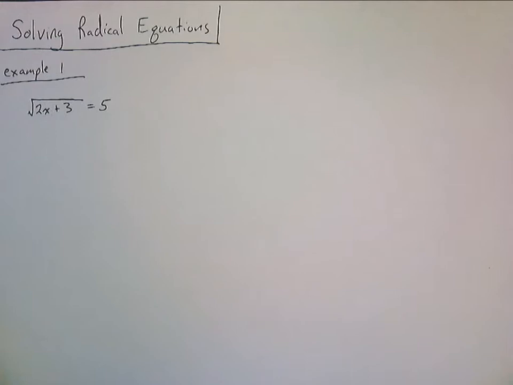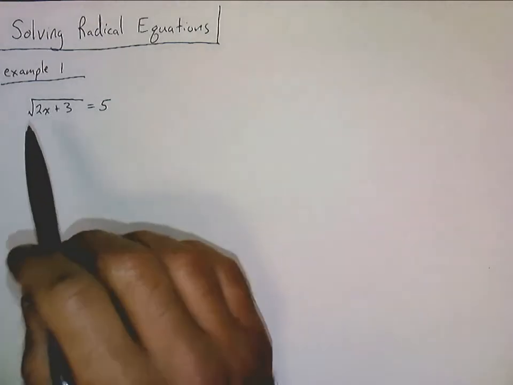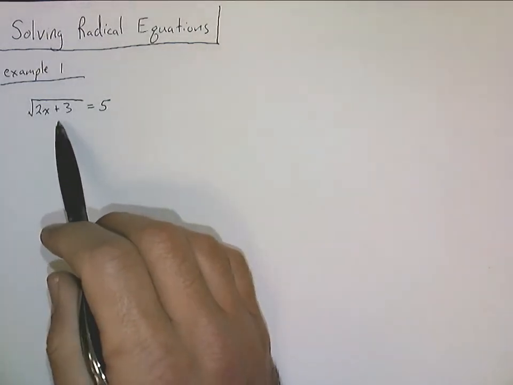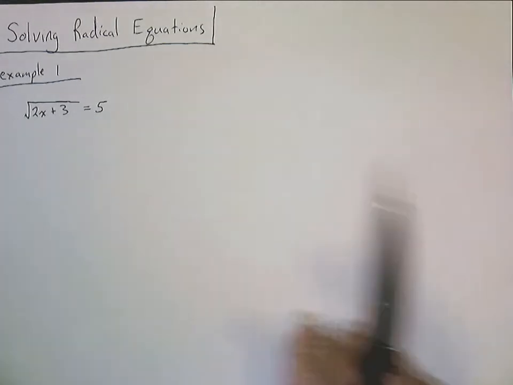This is Mr. V. Hill, and today we're going to be talking about how to solve radical equations. And we're just going to do two quick examples. Should go pretty quickly here. First example, we have here the square root of 2x plus 3 is equal to 5.